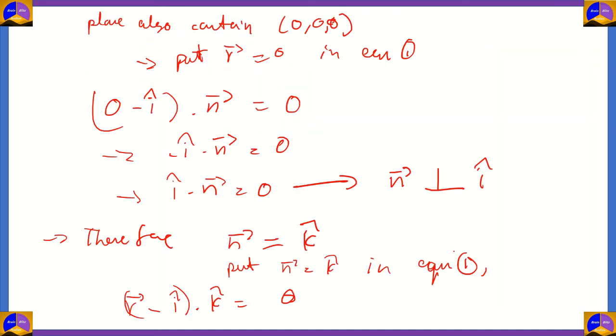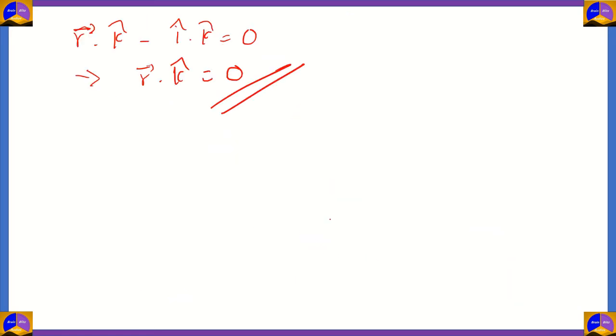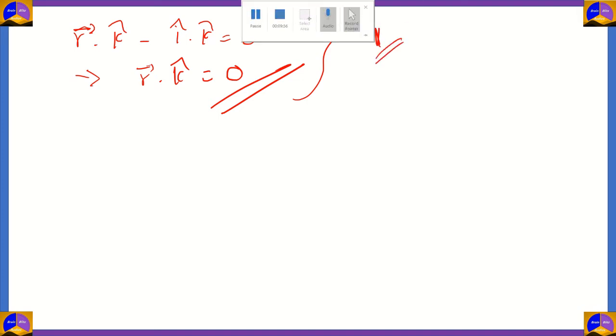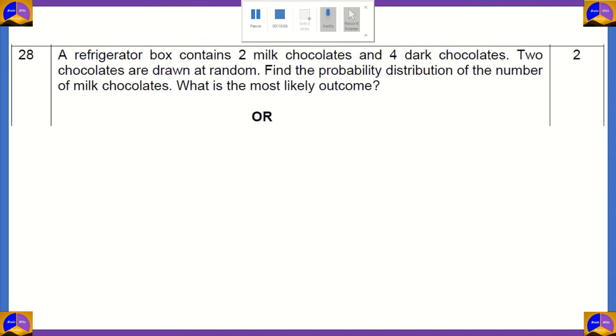And the step from n bar equals k cap till r bar dot k cap equals 0 will fetch you 1 mark. So the first part of finding the equation of the plane and finding the fact that n bar equals k cap, and the subsequent final equation, will fetch you both the marks.